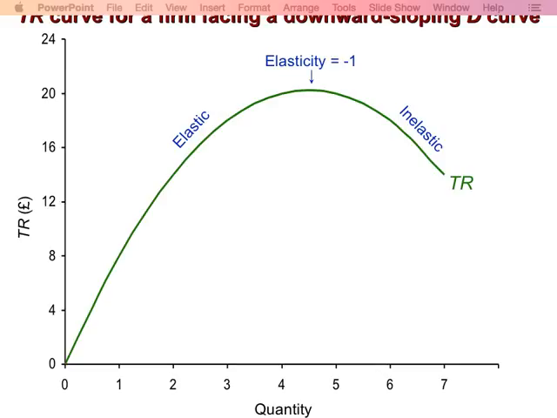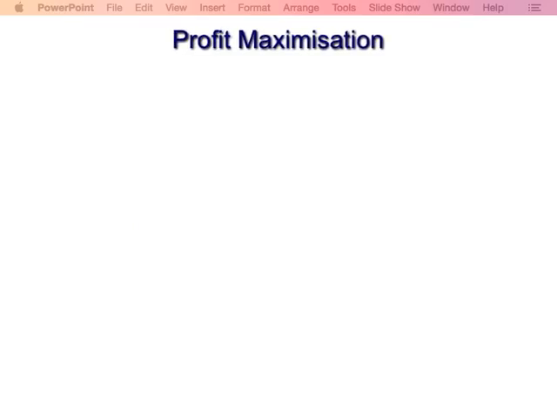Okay. Hopefully it's clear. We can relate these concepts to practice. Now, profit maximization. So we talked about when the revenue hits its maximum. That's when the marginal revenue crosses the x-axis. Now, how about profit maximization?